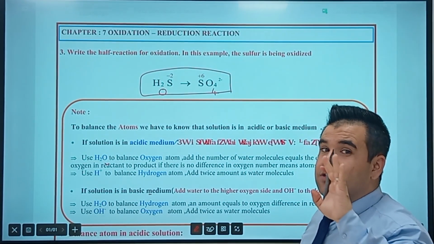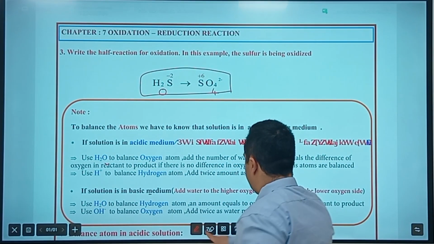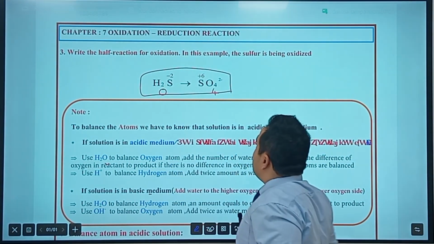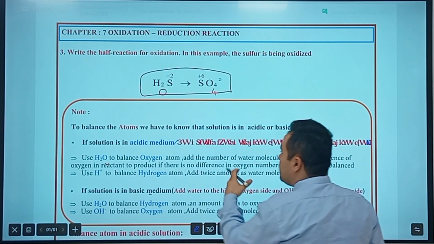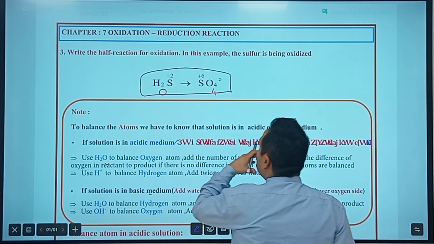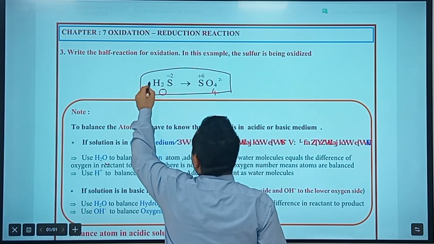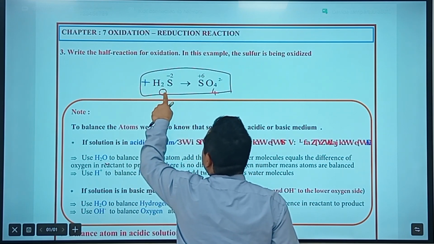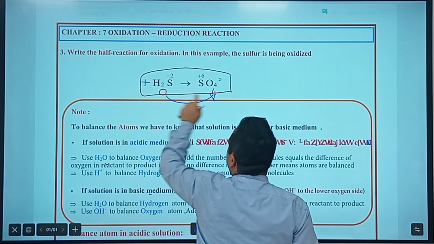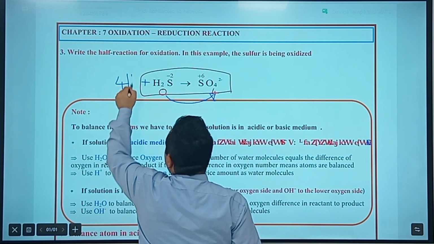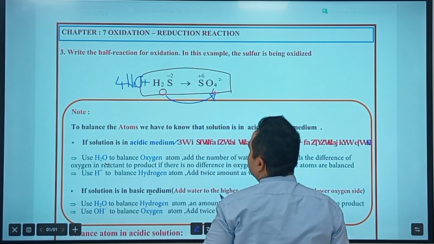Yes. How many differences? 4 oxygen is the difference. What do we have to add for the reactant? What do we have to add for the product? We have to add H2O to the side with the lower oxygen number. So how many H2O must be added? Equal to the difference between the oxygen number from reactant to product. 4 H2O must be added to the reactant.